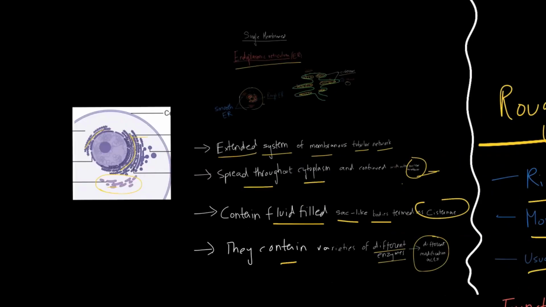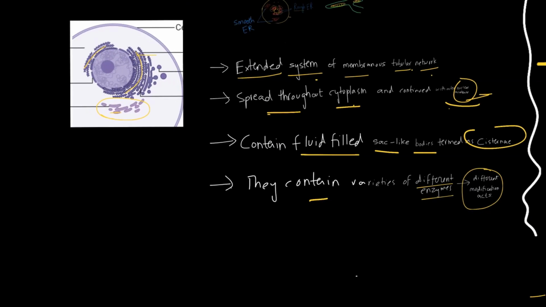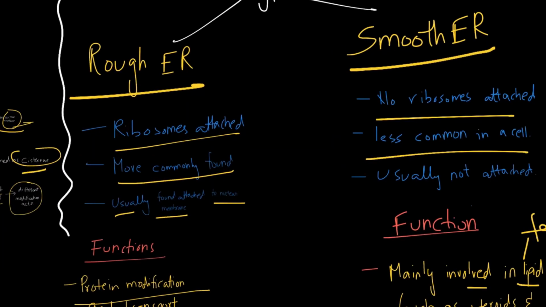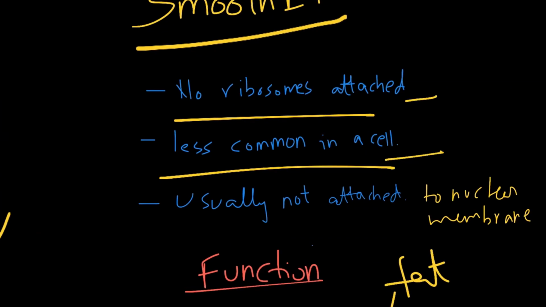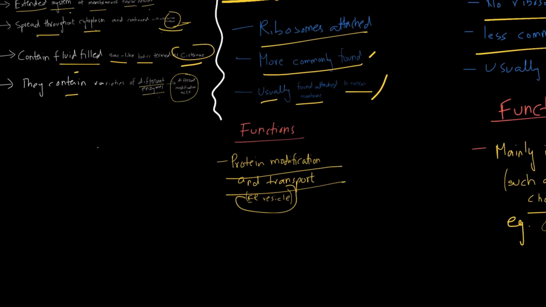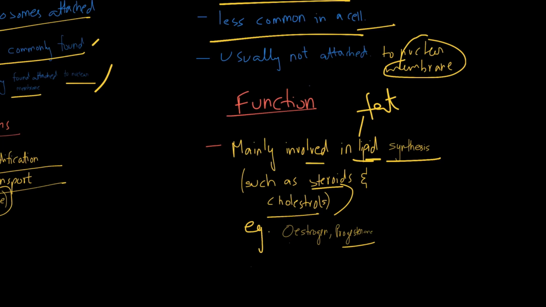I'll just reiterate it once again. Endoplasmic reticulum is an extended system of membranous tubular network that spreads through the cytoplasm and is continued with the nuclear membrane. They contain fluid-filled sac-like bodies termed as cisternae, and cisternae have different enzymes for different modification acts. There are two types, rough ER and smooth ER. Rough ER has ribosomes. They are more commonly found, and they are usually found attached to the nuclear membrane. Smooth ER has no ribosomes attached. They're less common in a cell, and they're usually not attached to the nuclear membrane. The functions of both: the functions of the rough ER are protein modification and transport through ER vesicles, and the function of smooth ER is lipid synthesis, lipid being also known as fat.